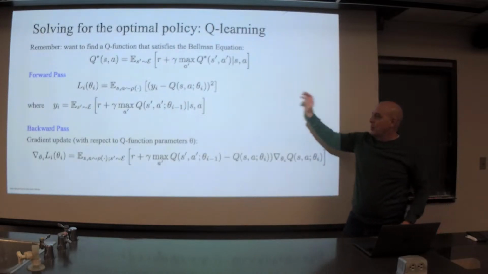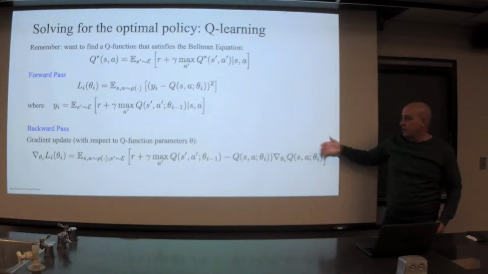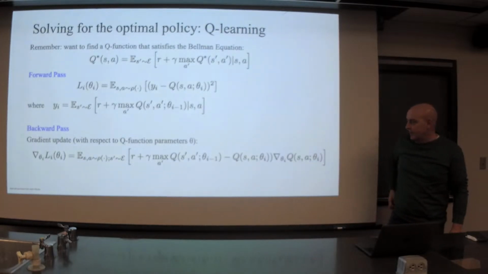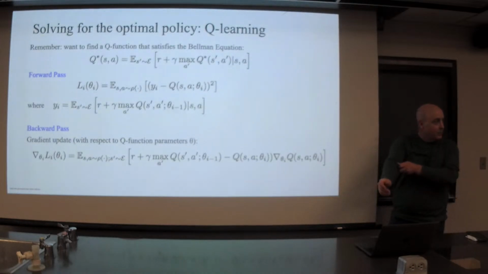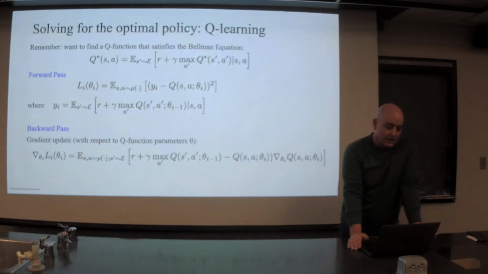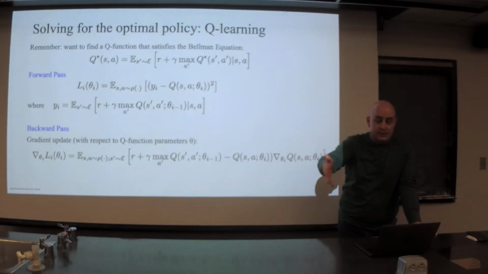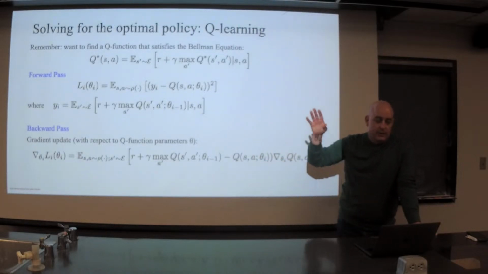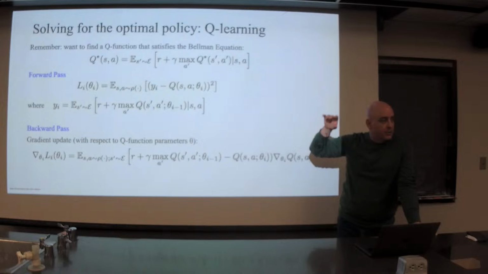So forward pass, backward pass. When we're doing the gradient update, this is the gradient of that loss there. It's ugly, but it works. You can write it down, and it works. And you can learn the policies, like the things that you saw today in those examples. You can learn the Q function associated with those optimal policies.